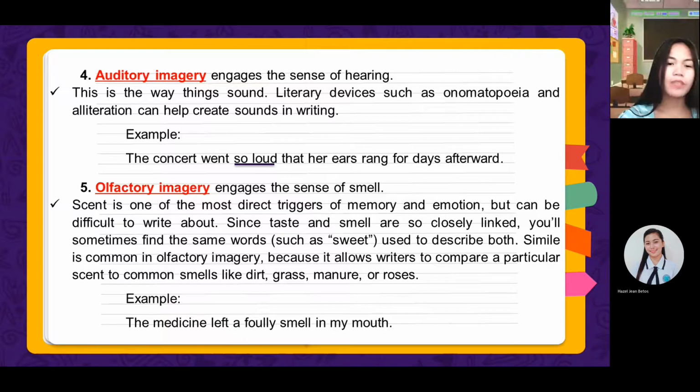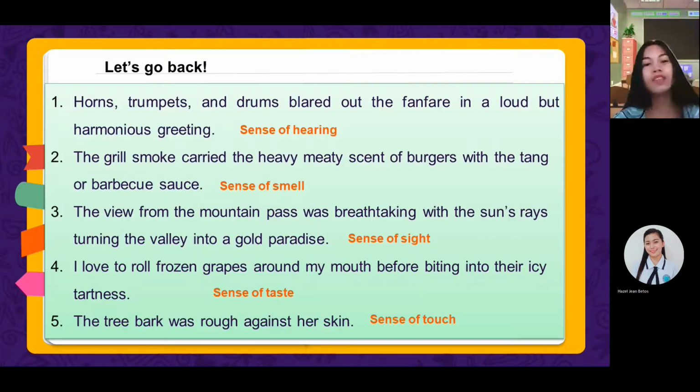Alvin, can you please read the sentence? All right, so what makes the sentence belong to the sense of smell? Because of foul smell. Very good. So let's go back to the sentences that I have presented earlier. The first one belongs to the sense of hearing. For you, Alvin, how do you say that this is associated with the sense of hearing? Because of loud but harmonious greeting. Very good. The second one, sense of smell.